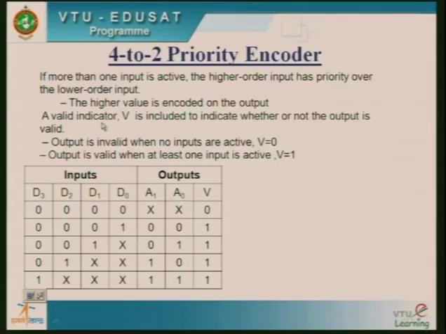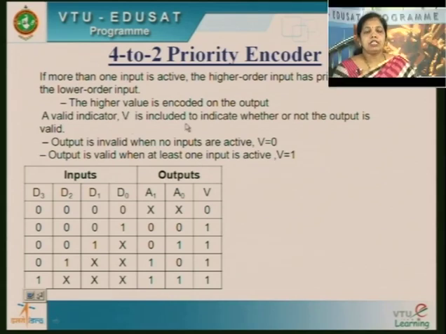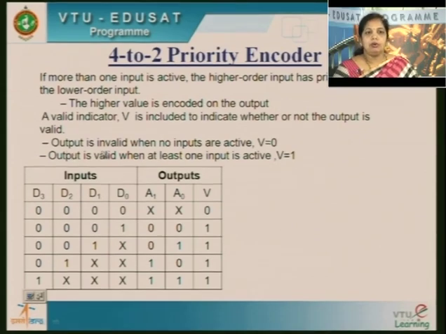So if more than one input is active, we will be considering the higher order. We will also indicate whether the output is valid or not valid. There is an indicator, we call it a valid indicator. It is represented by V, which is included to indicate whether or not the output is valid. The output is invalid when no inputs are active. When nothing is given to the input side, we say the output is invalid, and then the V bit becomes 0.